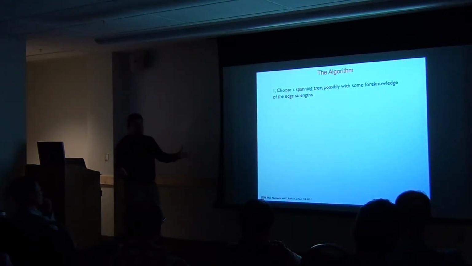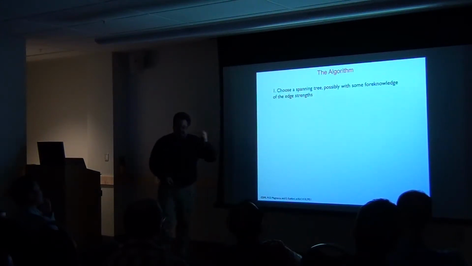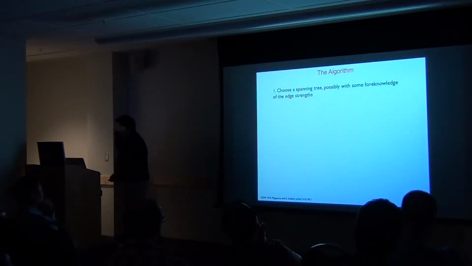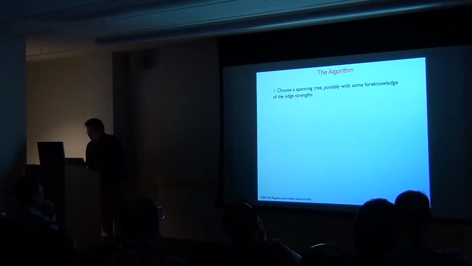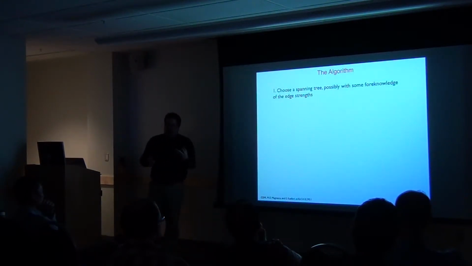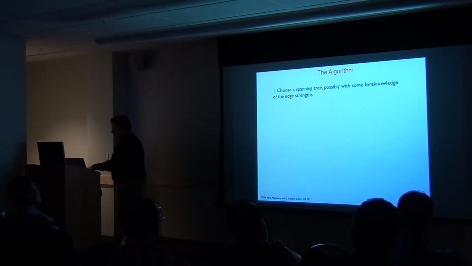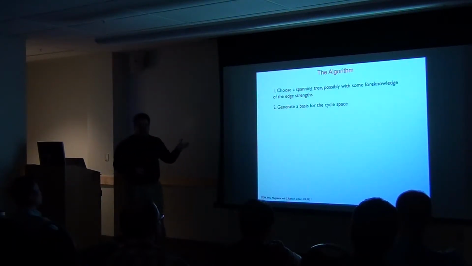Okay, and so now we actually have all the ingredients that we need to make a complete story here. So we have our graph. We choose a spanning tree on the graph. We know what the edge weights are, we know which ones we're going to cut. Maybe we can optimize things a little bit with some foreknowledge. We use that to generate a basis for the cycle space.